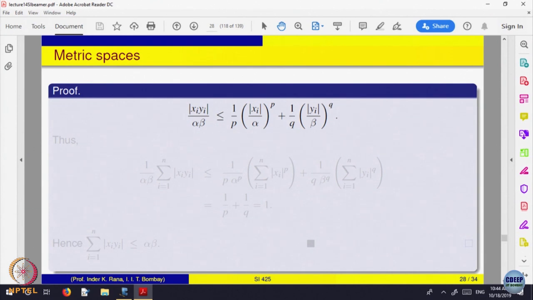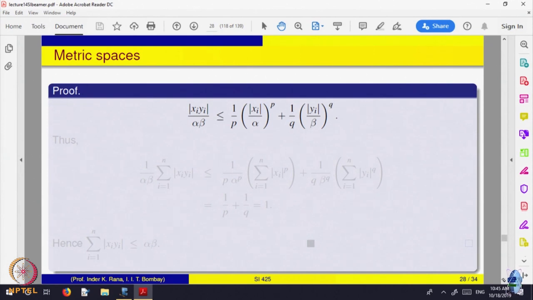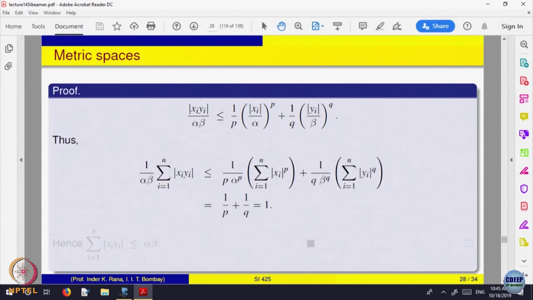Apply for each i, you get this component: a raised to power p plus b raised to power q. So, if you apply to each, you get this. Summation now, this is for every i. So, for each component I am applying that previous inequality. Now, sum it both sides over i. So, when you sum it up, i equal to 1 to n on each term.